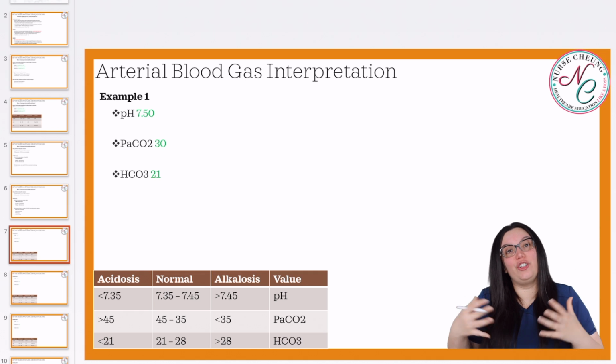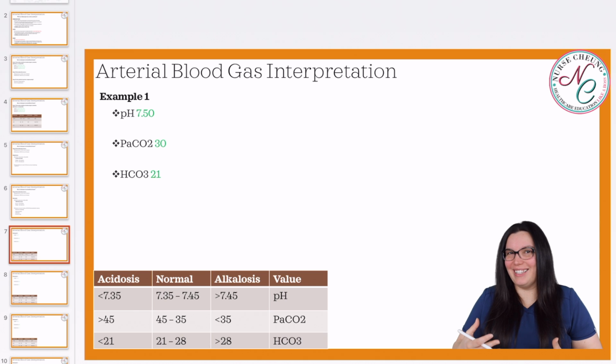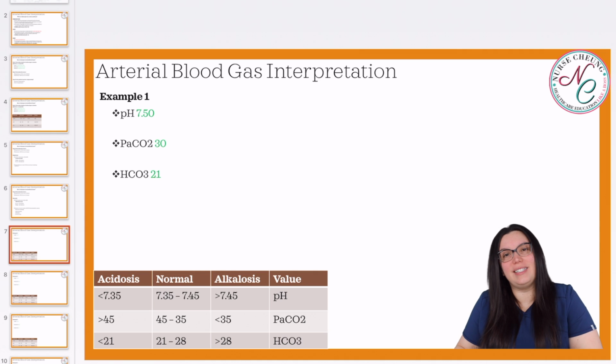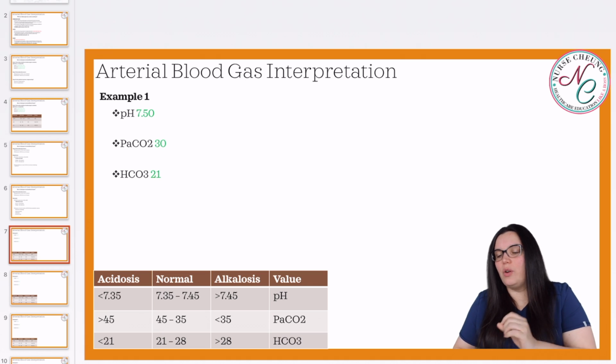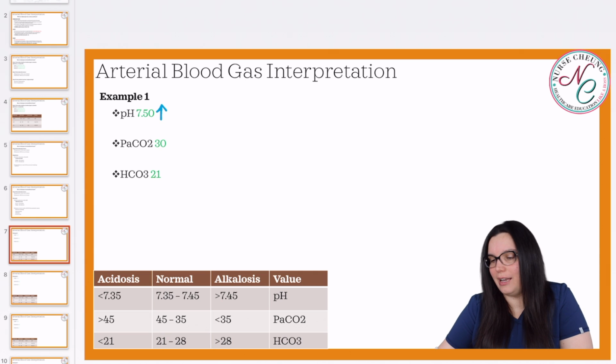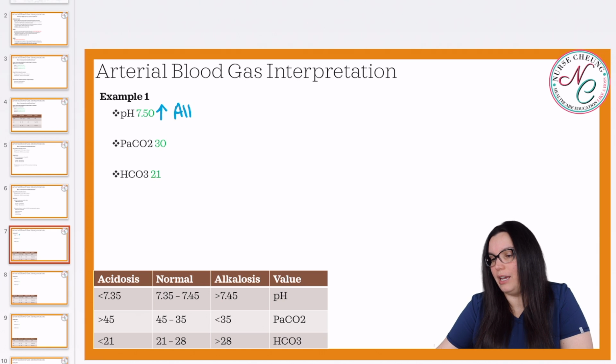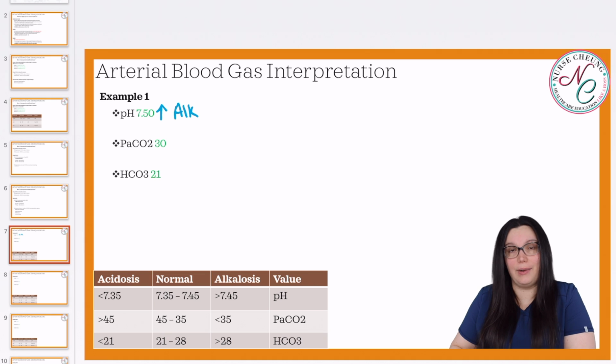So let's begin by interpreting our first arterial blood gas. You ready? All right, so let's get started. Our first example is our pH is 7.5, our PaCO2 is 30, and our HCO3 is 21. Let's begin by always looking at our pH. Our pH is 7.5. We know that normal is between 7.35 to 7.45. So we know that this pH is high. It's greater than 7.45, so we know we're in an alkaline state, right?